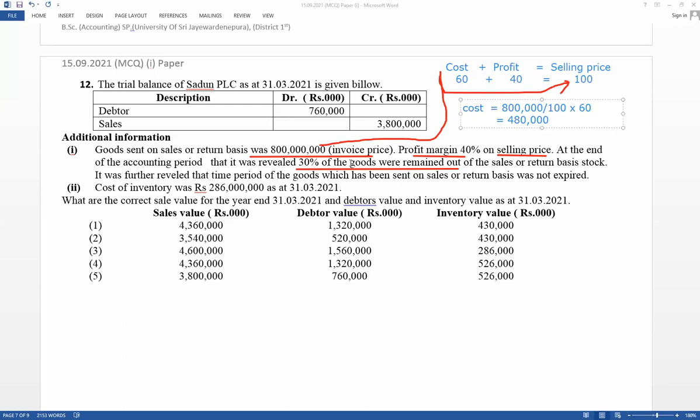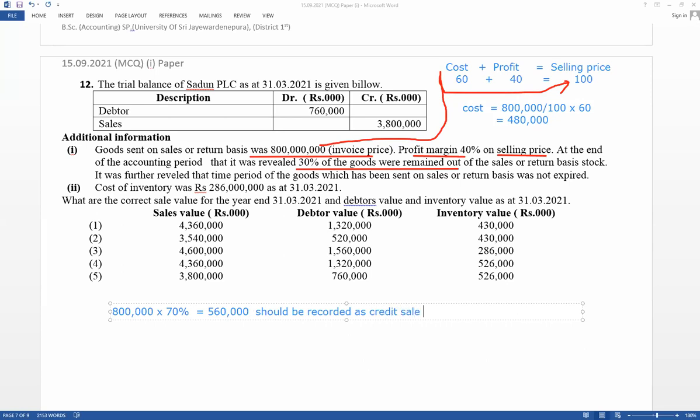It has not been stated whether recorded or not. If it has not been stated, it is not recorded. But 30% not sold means 70% sold; what we need to find is 70%, not 30%. Therefore it should be recorded. Based on the selling price, the invoice price equals 800,000, and 70% should be calculated. Therefore 70% equals 560,000. This value should be recorded as a credit sale.